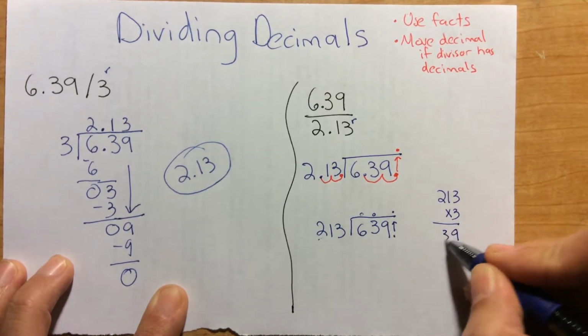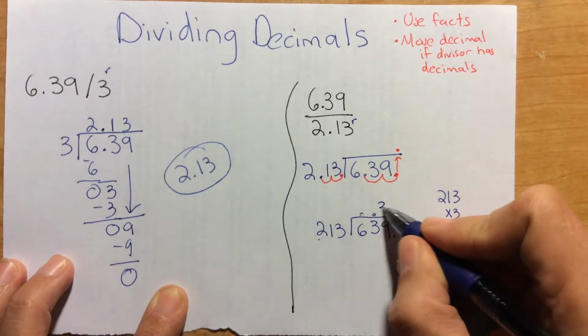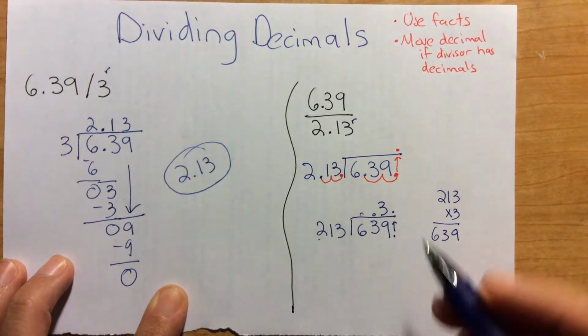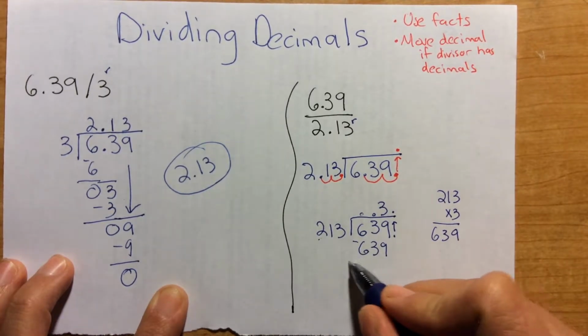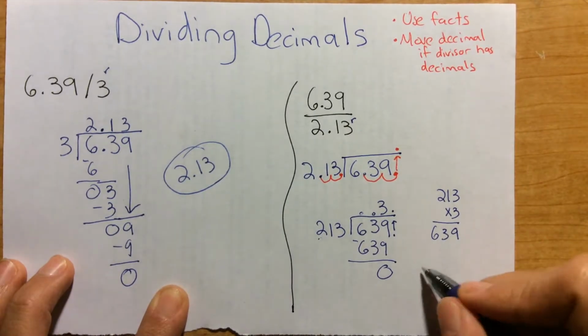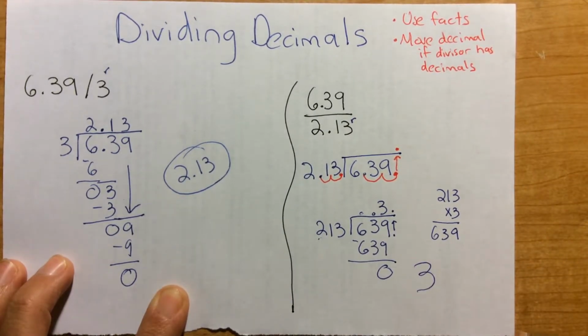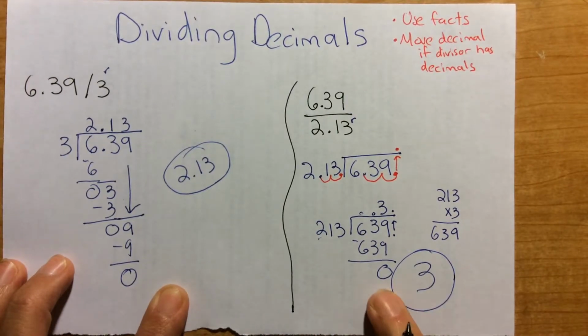3 times 1 is 3, and 3 times 2 is 6. Turns out it's the same number. So yes, we can use the number 3. 213 times 3 is exactly 639. 639 minus 639 is 0. So as you can see, the answer is going to be 3. Not 3 point something. The answer is just 3 because we didn't have any remainders.